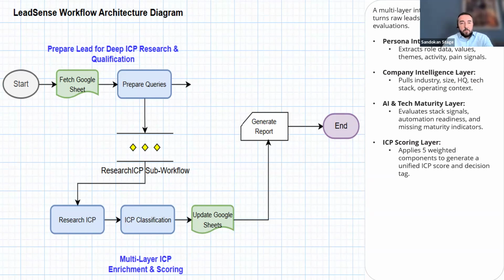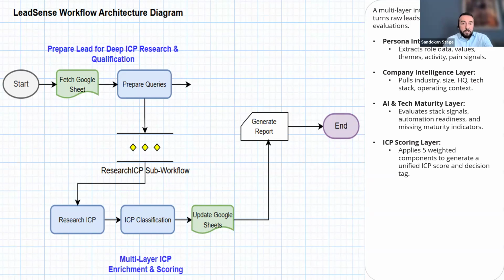And then that final layer, which is the ICP scoring layer, right? This is where it all comes together. The agent takes everything from the first three layers and applies your five-pillar ICP framework, basically to generate a unified score and a decision tag. And the decision tag is simple: hot, warm, or cold.